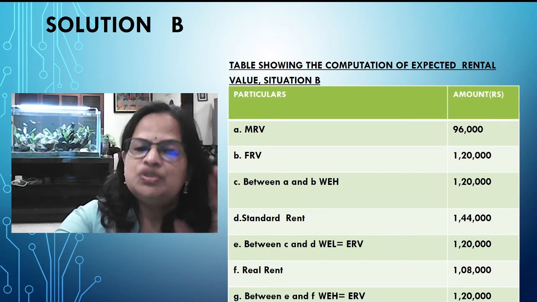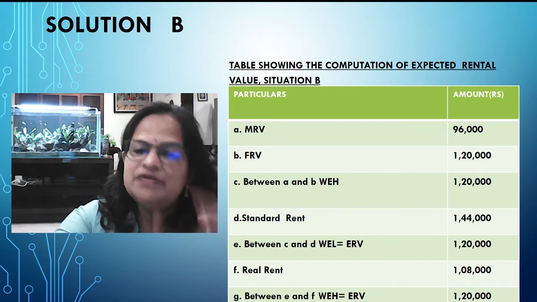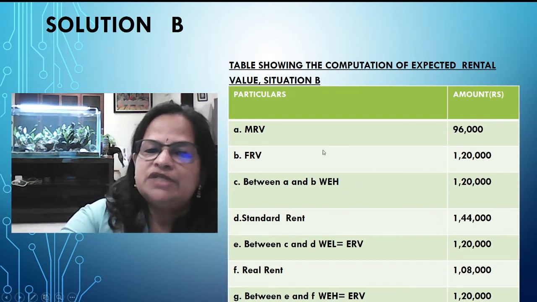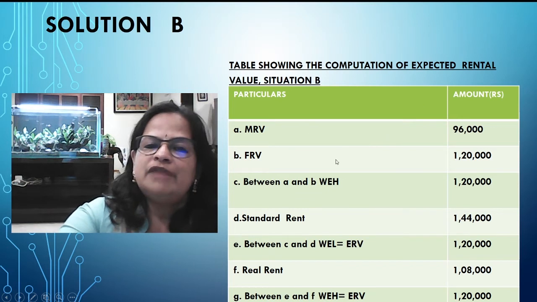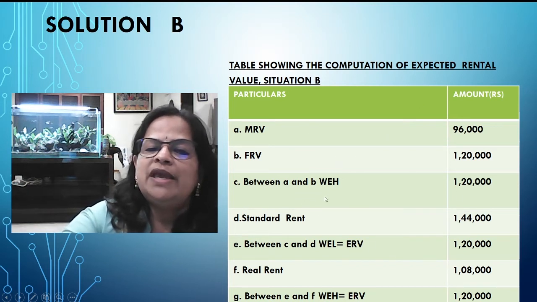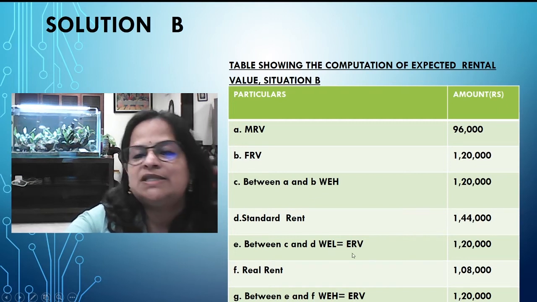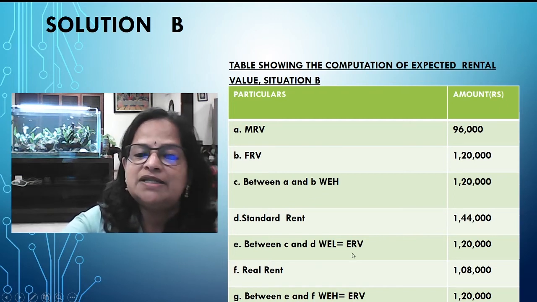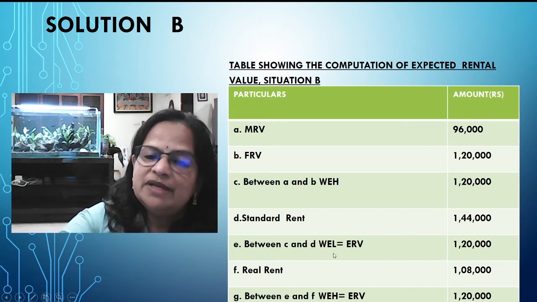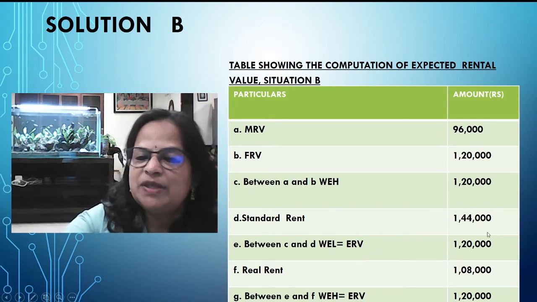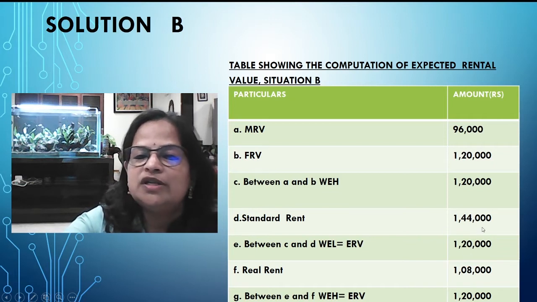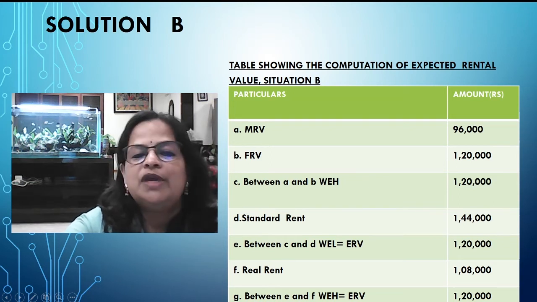Here, between municipal rental value and fair rental value, whichever is higher you have to take. First is municipal rental value you wrote, then fair rental value you wrote. Between A and B, whichever is high, 1,20,000. Now you are writing standard rent. Standard rent is 1,44,000. Between C and D, whichever is less. See, this was the first problem. You remember when standard rent is given, whichever is less, we will take it as the expected rental value. So it is 1,20,000, between 1,44,000 and 1,20,000. 1,20,000 is the value.